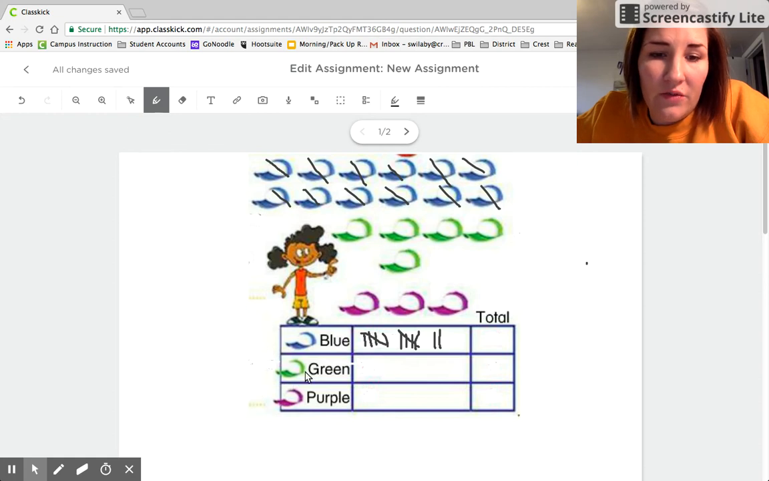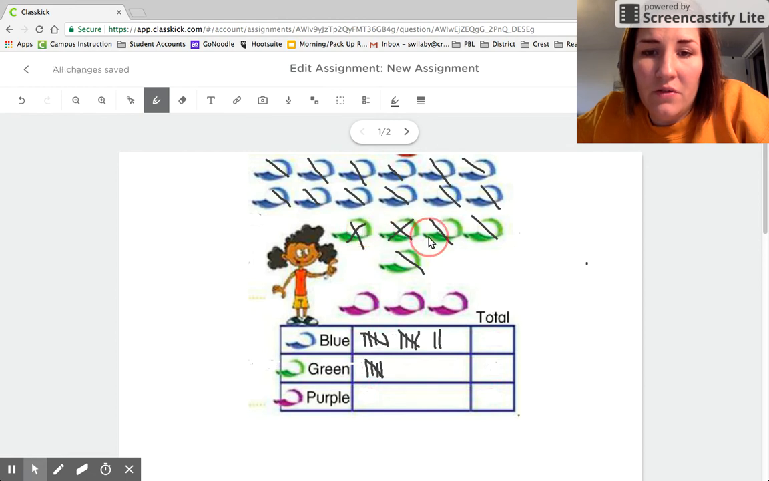Let's look at green. So green hats look like this. Let's count them. We've got 1, 2, 3, 4, 5. I'll double check. 1, 2, 3, 4, 5. And I have a group of 5 here as my tally.